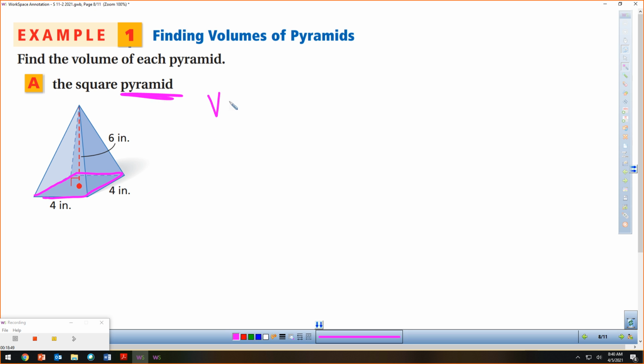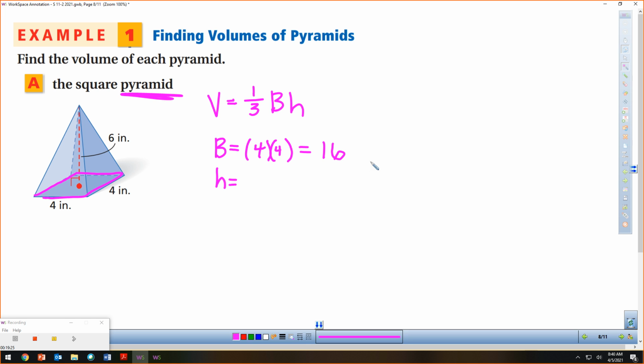That volume formula is volume equals 1/3 big B times H. Okay? So, I still need a big B and I still need H. So we know the shape of our base is a square, so that's base times height, so that's 4 times 4, which gives me the area of my base is 16. So big B is 16.